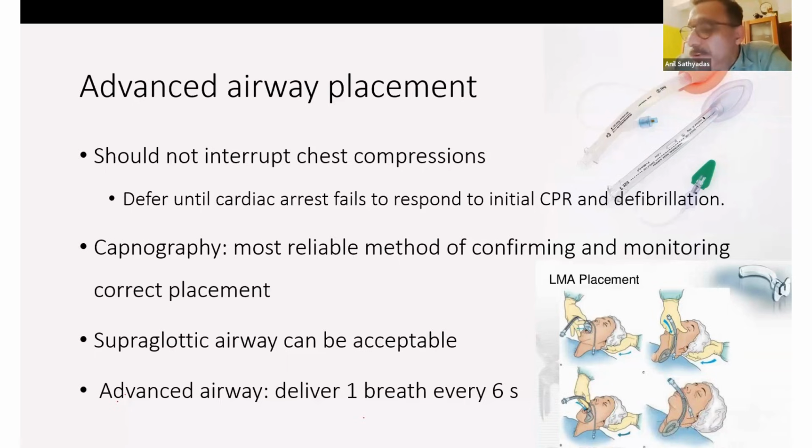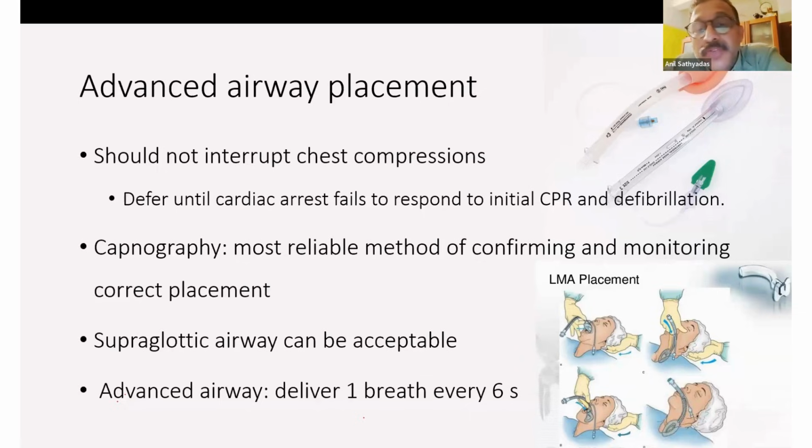And capnography is one of the most reliable methods to identify that the tube is inside the trachea and not the esophagus. Again, very important. Supraglottic airways have been acceptable, especially for out of hospital cardiac arrest. The team going in might not have experts. LMA insertion does not need any equipment and can be done very easily. So that is in the guideline, and there's no harm in doing that.